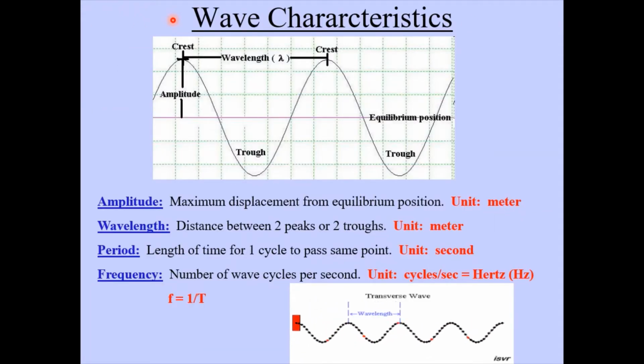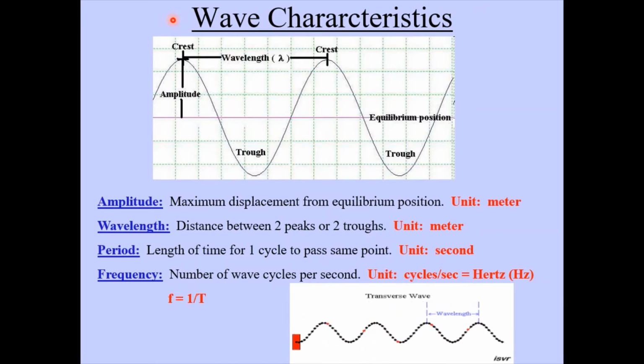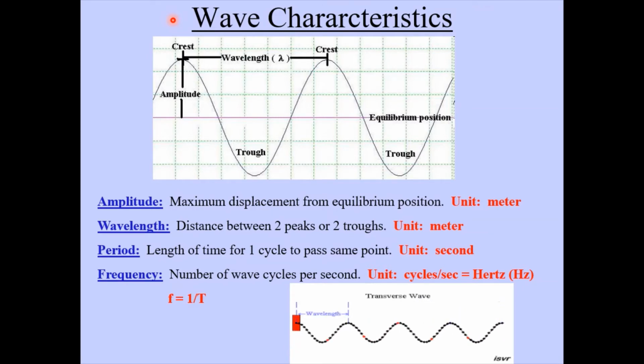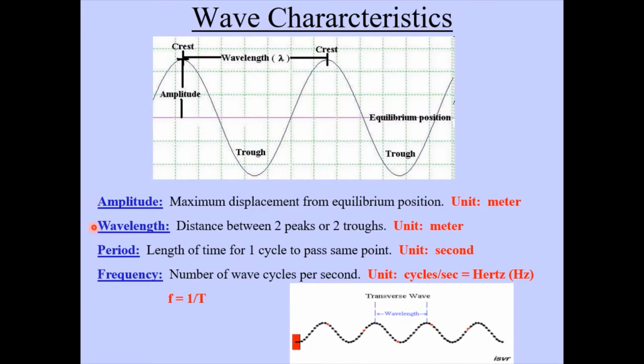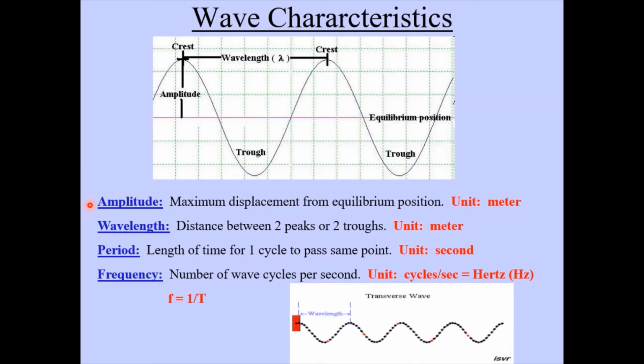All waves have certain characteristics that they share with each other. And so that's what we're going to look at here. So the 4 main characteristics of any wave are amplitude, wavelength, period, and frequency. The amplitude of the wave, this is something that we saw in the previous chapter on oscillations. It's the maximum displacement from the equilibrium position.